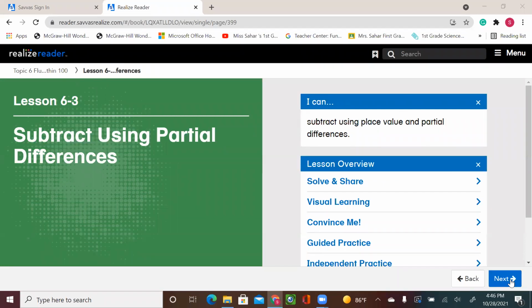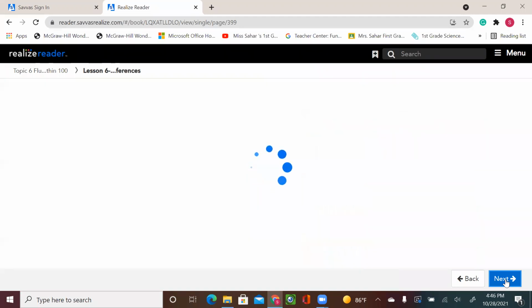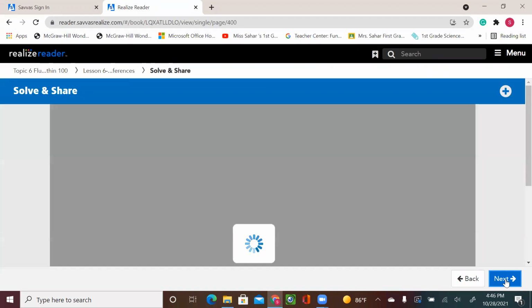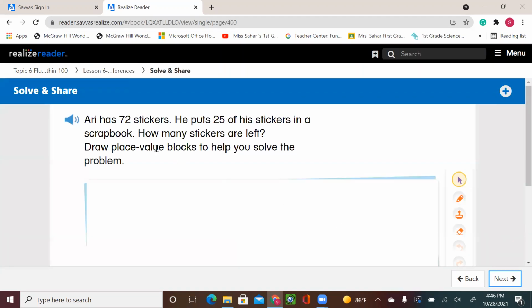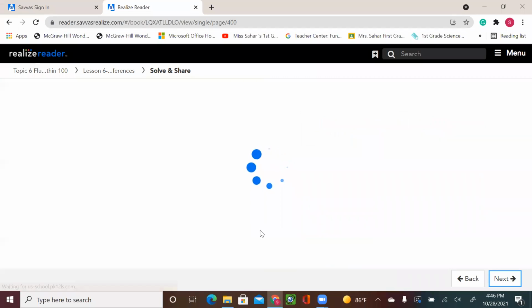Hello, second graders. Welcome to a new math lesson. We are still in topic 6. Today's lesson number 3. Let's start. Get page 245. Ari has 72 stickers. He puts 25 of his stickers in a scrapbook. How many stickers are left? Draw place value blocks to help you solve the problem. All right, let's watch our video.